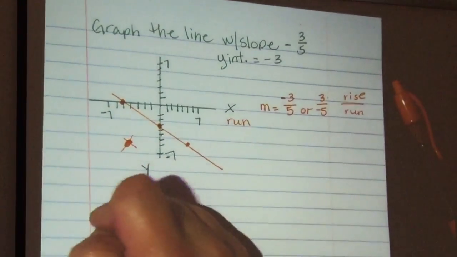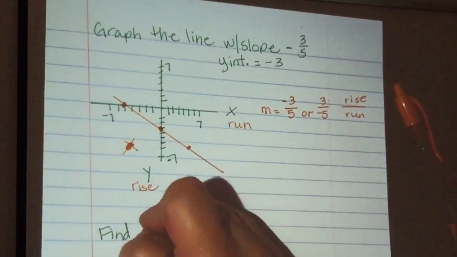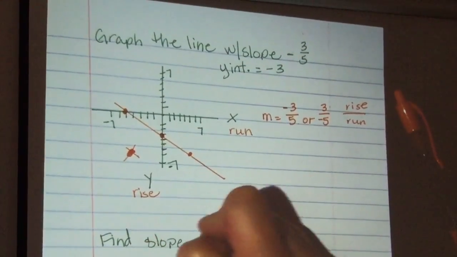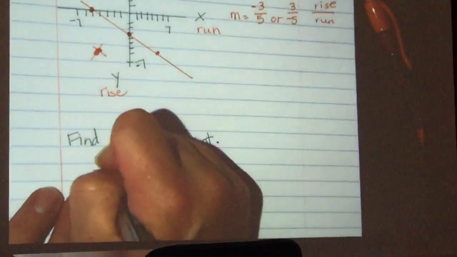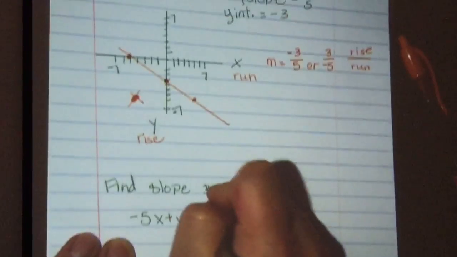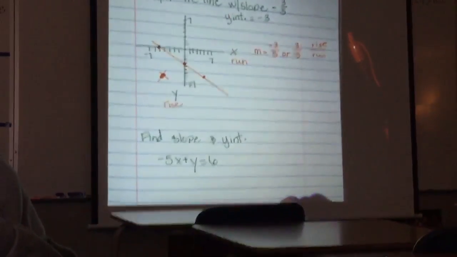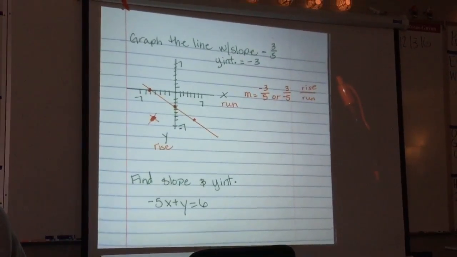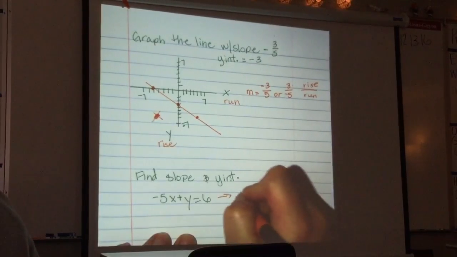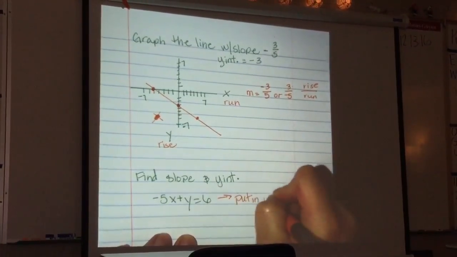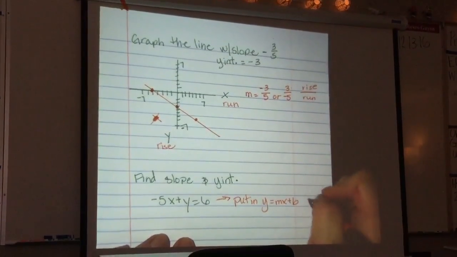So now you have to find the slope and y-intercept when they give you a line which is -5x plus y equals 6. Where are you supposed to be filling these out? So you just have to put it back into y equals mx plus b format. That's what you need to do. You want it in slope-intercept form.